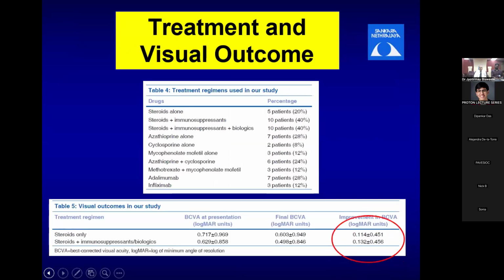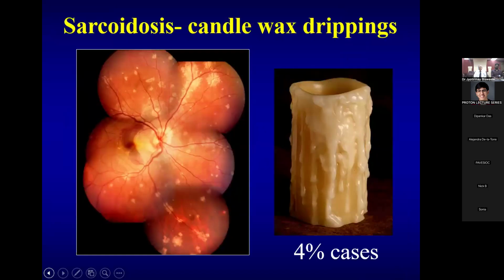Treatment and visual outcome: we have found that if we treat with systemic steroid only, the visual prognosis is not that good, whereas immunosuppressives and, recently, biologics have improved the visual outcome quite remarkably. Retinal vasculitis in sarcoidosis can be seen in a certain percentage of the cases.